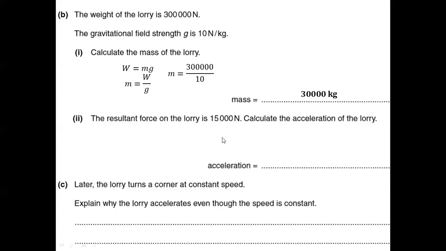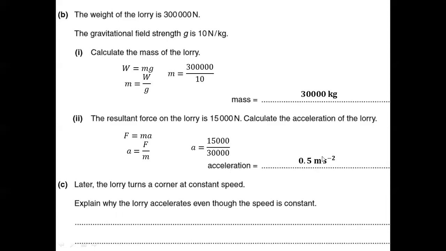Next, the resultant force on the lorry is 15,000 newtons. Calculate the acceleration of the lorry. To solve this, we'll make use of Newton's second law, which is F is equal to ma, and solve for the acceleration. Substituting the given values, we have a final value of 0.5 meters per second squared for the acceleration.